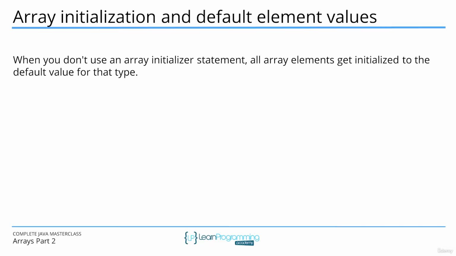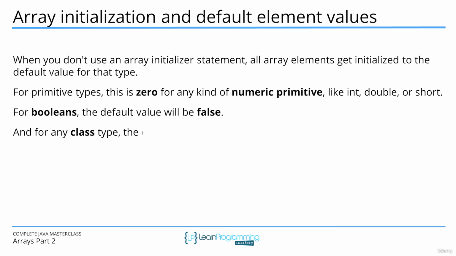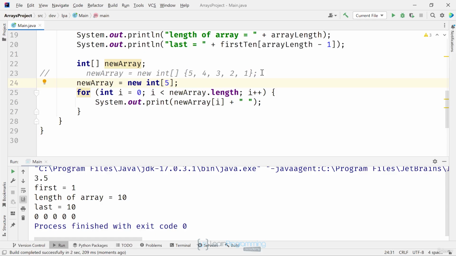When you don't use an array initializer statement, all array elements get initialized to the default value for that type. For primitive types, this is 0 for any kind of numeric primitive like int, double or short. For booleans, the default value will be false. And for any class type, the elements will be initialized to null. For my array, an integer array, 0 gets assigned to each element in the array by default, and you can see that here in the output.